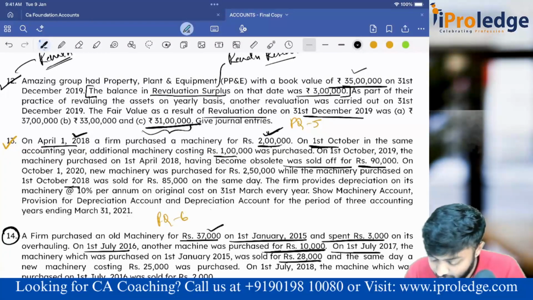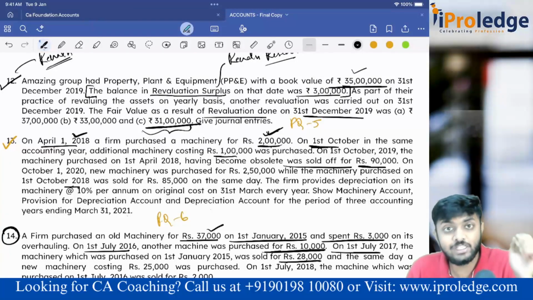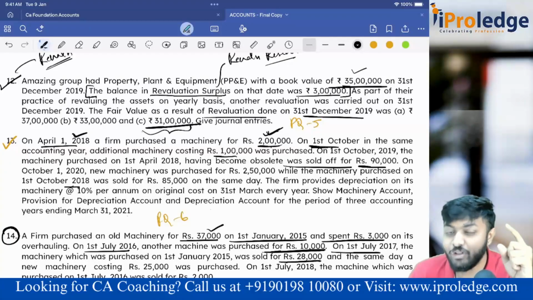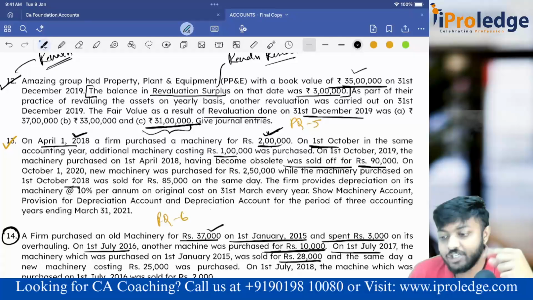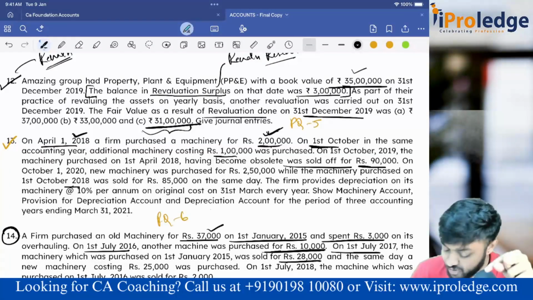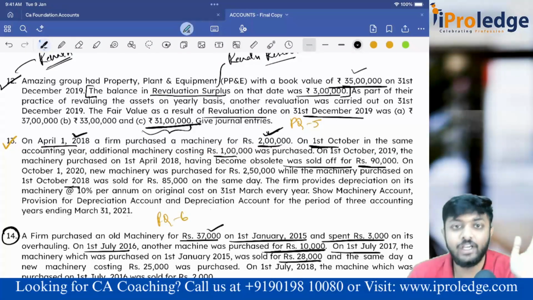Now here they are asking machinery, provision for depreciation and depreciation. That means, tell me the classification. What was the first question I told you to ask? Are they giving depreciation by using the first method or the second method? The first method is not using provision for depreciation account. The second is using provision for depreciation. Here in this question, they are using provision for depreciation.